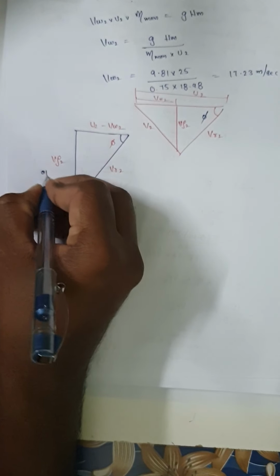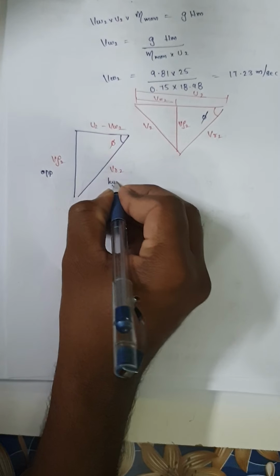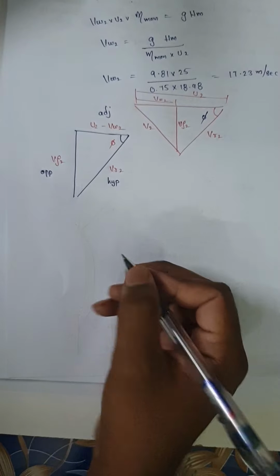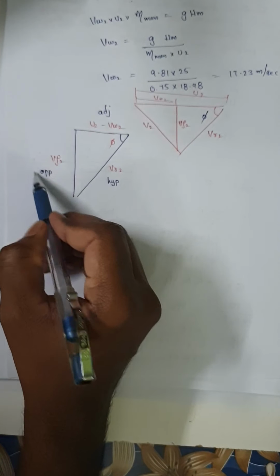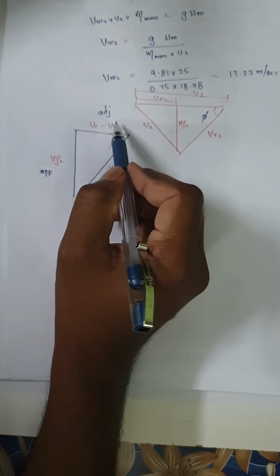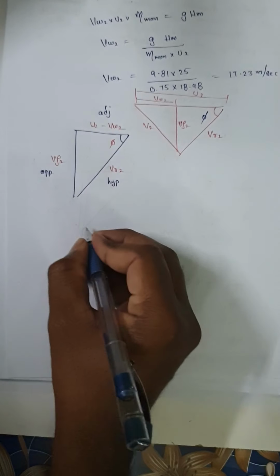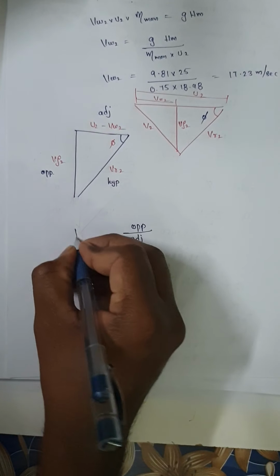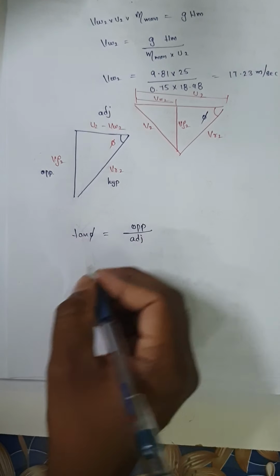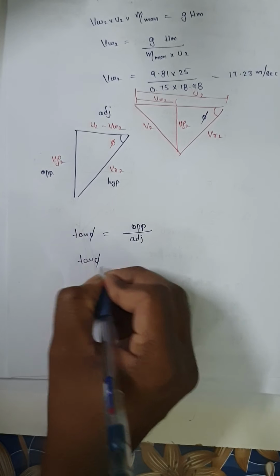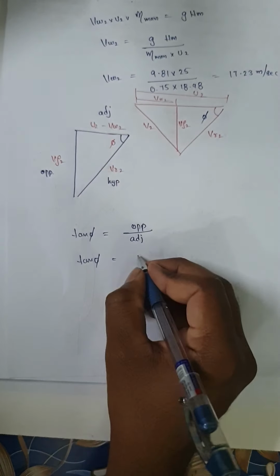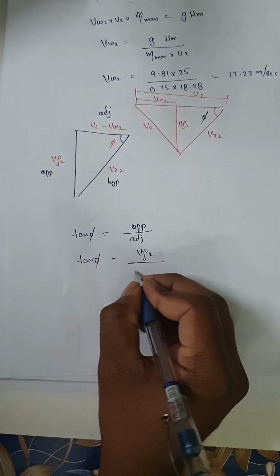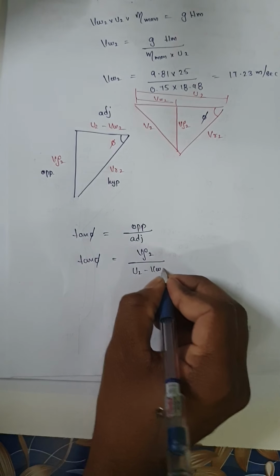Now here phi is there. This one you have to consider as the opposite, this one as the hypotenuse, and this one as the adjacent. Which theta you can take? You know the value of Vf2 as well as this one. So opposite by adjacent is tan phi. So tan phi is equal to opposite, the value is Vf2, over adjacent, the value is u2 minus Vw2.